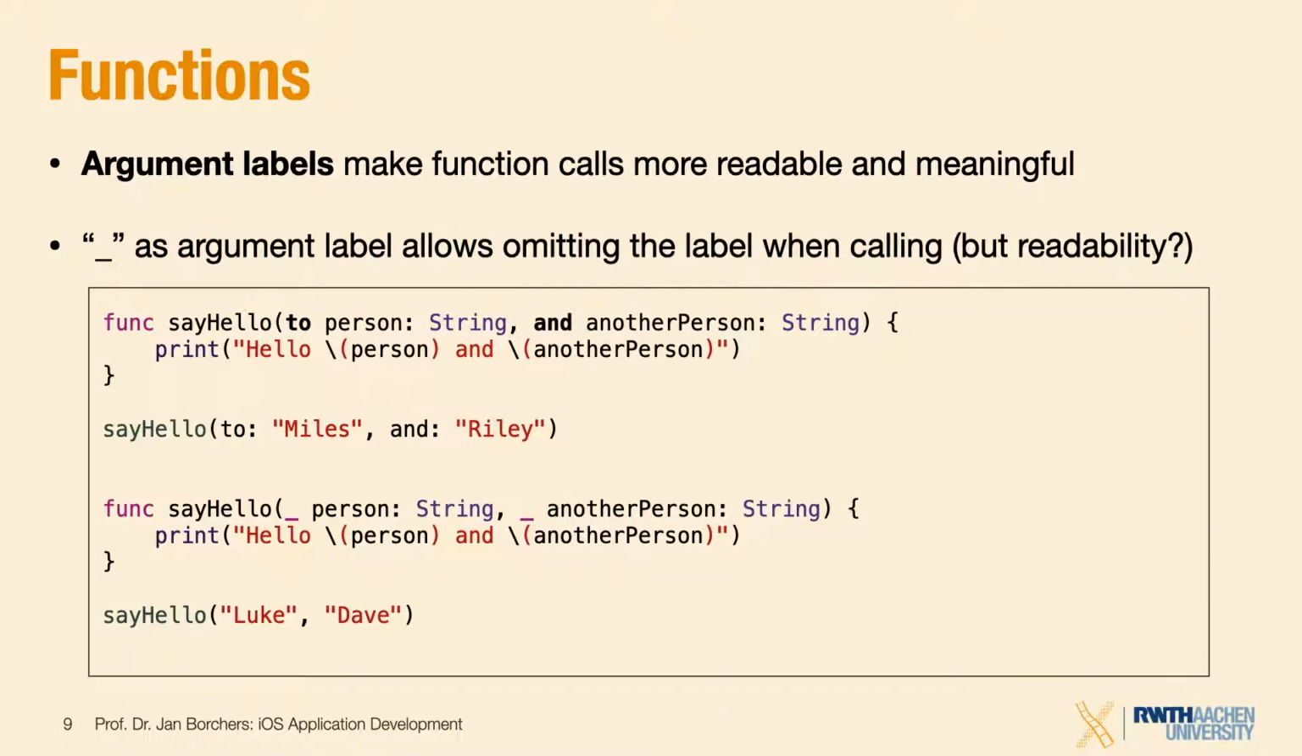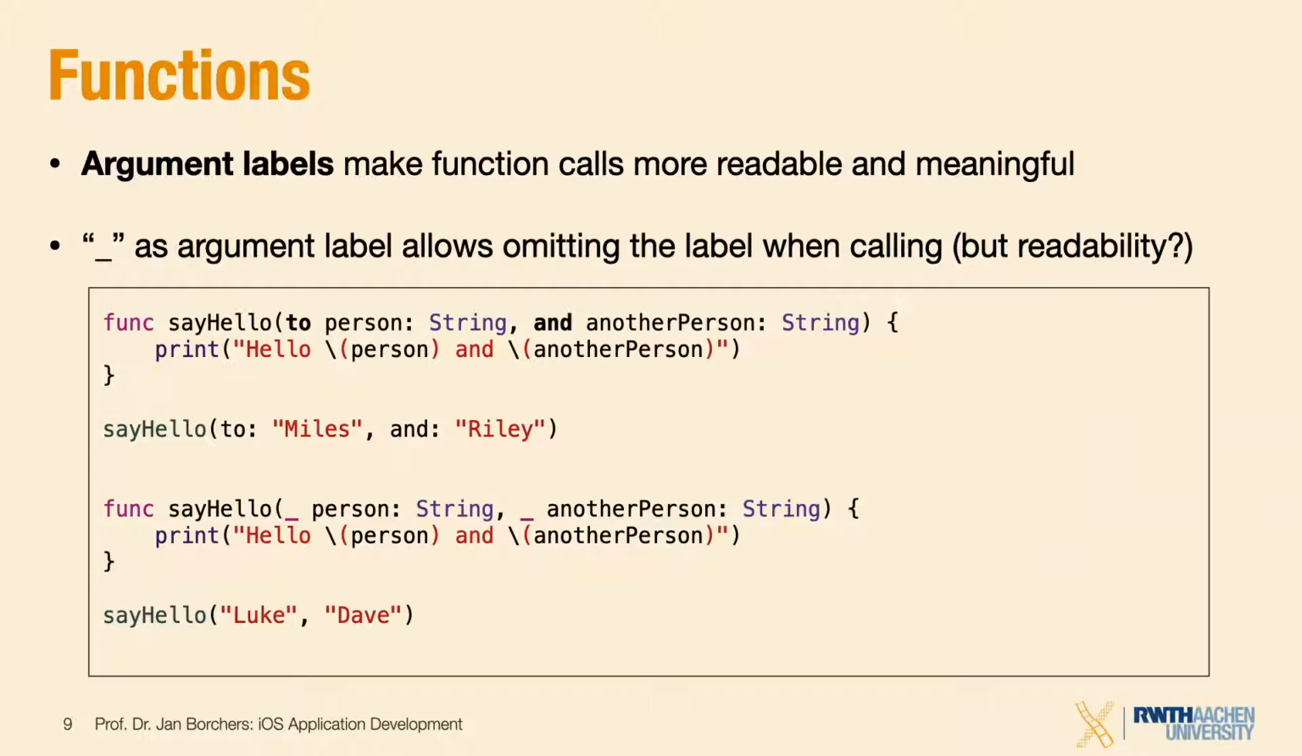So, that's parameter names. Here's something else that comes on top of that that you're also probably not used to from other languages, and it's argument labels. Don't confuse parameter names and argument labels. They're used at the same spots, and they're very related, but they're not the same. Argument labels can make function calls even more readable and meaningful. Function calls, right? The point where I call a function, not where it's defined.